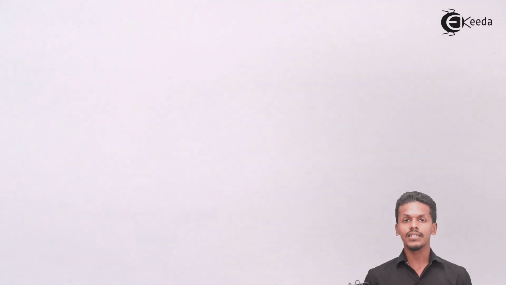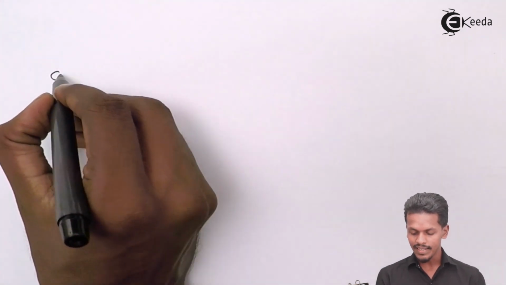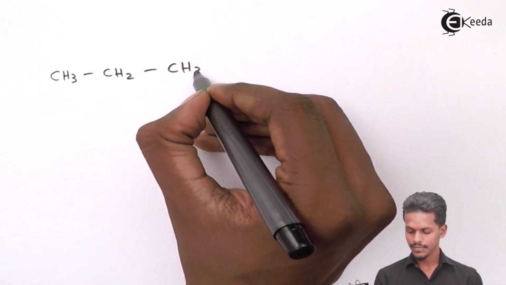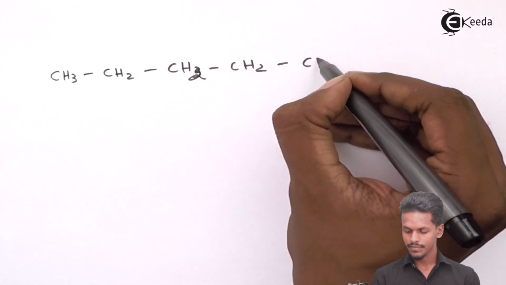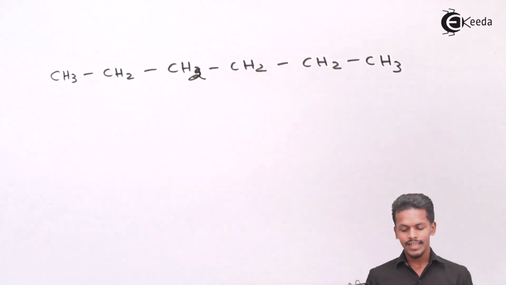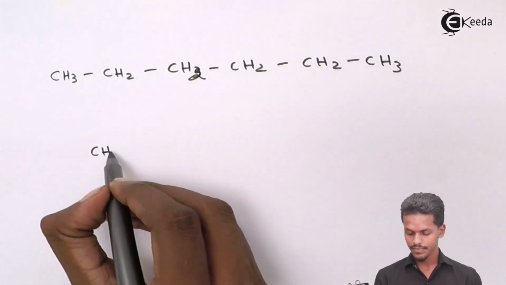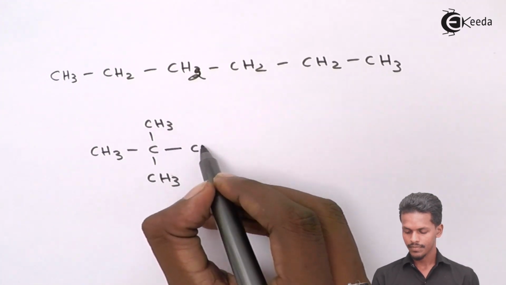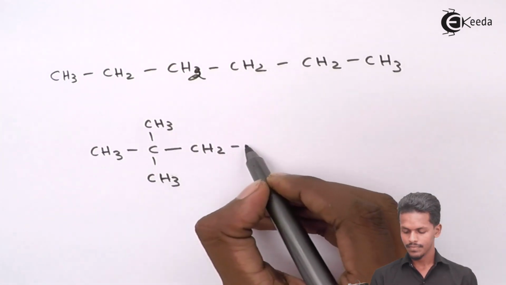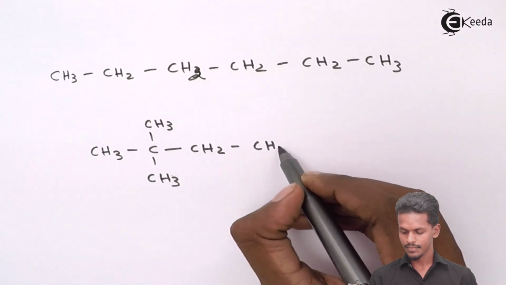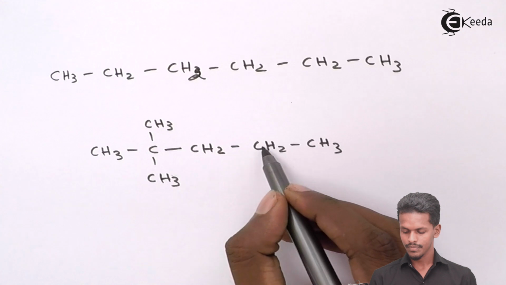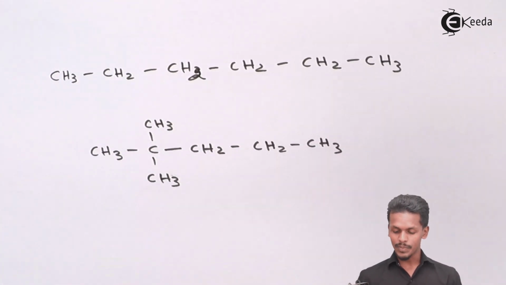Suppose we have a 6 carbon atom alkane in a hydrocarbon, so that could be written in this manner, or that could be written in this manner.